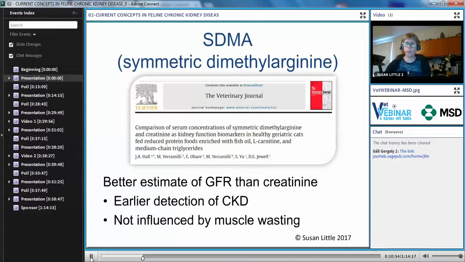Well, one of the newest ways we have for early detection of disease is a blood test that's only been on the market for the last year or two called SDMA.